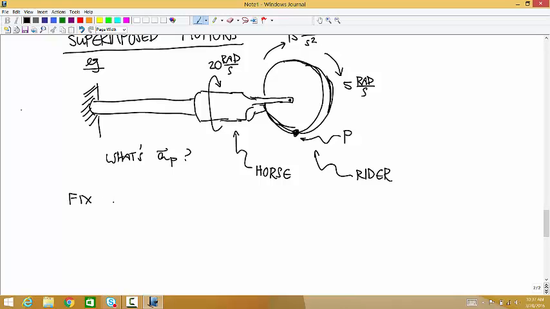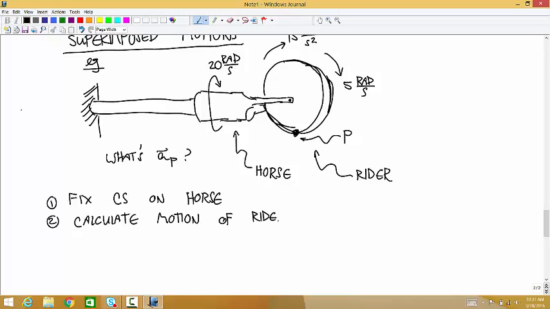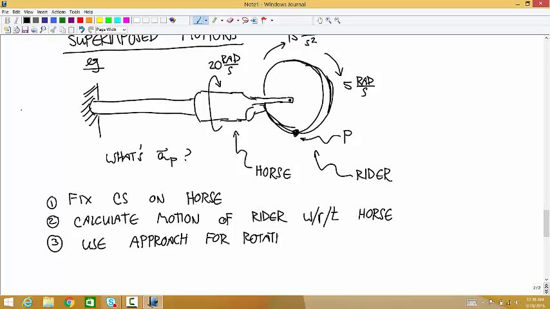You can fix a coordinate system on the horse, calculate the motion of the rider with respect to the horse, and then use the approach for rotating coordinate systems to account for the rotations of the horse.